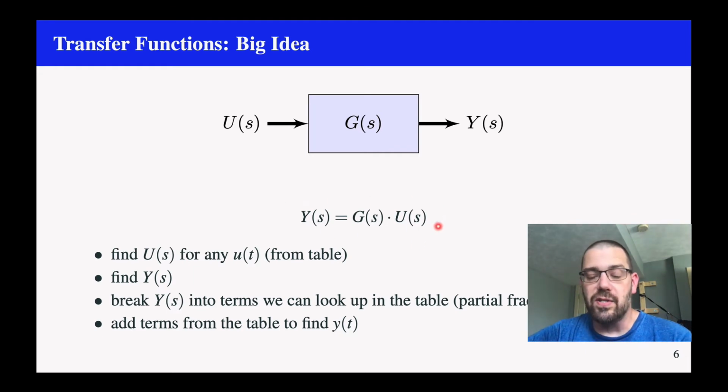This is ultimately the solution of a differential equation, essentially. And then, if I need to get back to y of t, I need to take Y of S, and we'll have a special approach called partial fraction expansion that helps us break Y of S into smaller components that happen to be in our table, so we can look up those components, add them together, and find y of t.